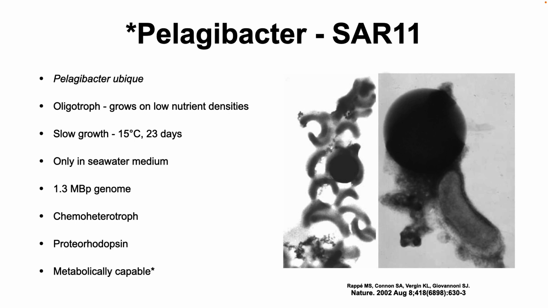Okay, so Pelagibacter is one example of a dominant organism in the ocean. And as you can see, it's relatively small. This bead shown here is about 1 micron wide, and you can see that these organisms are quite small.